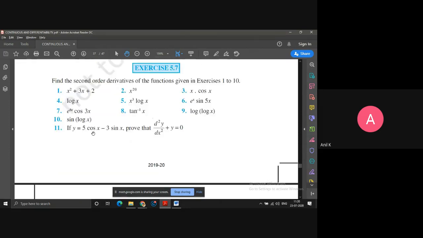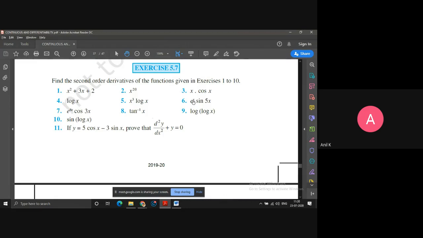Find the second order derivative of the function given in exercises 1 to 10. From question number 1 to 10, you have to find the second order derivative. Which one will you take? First question you can solve. Second question you can solve. Third question, UV formula you have to apply. Fourth question you can try.